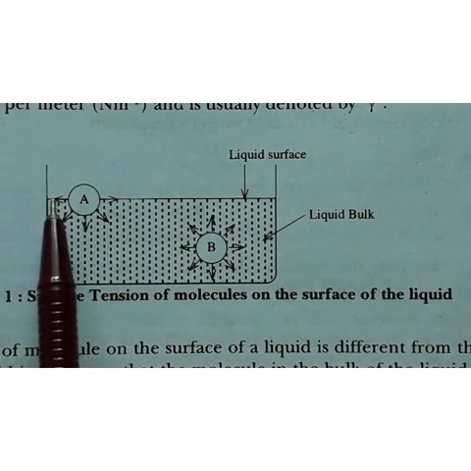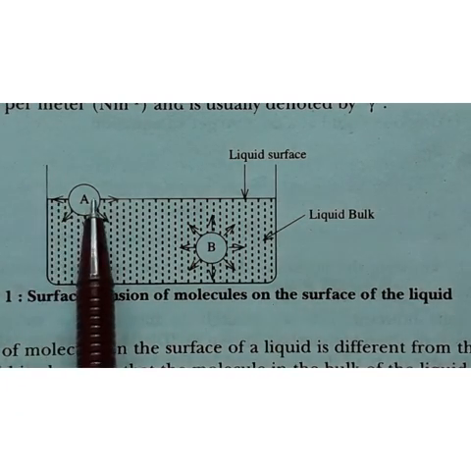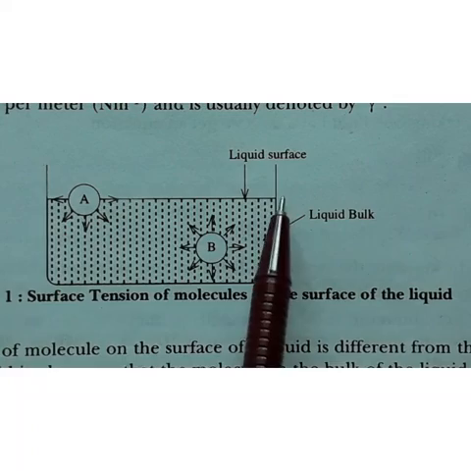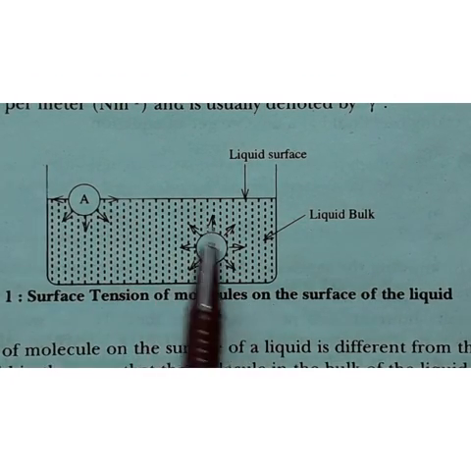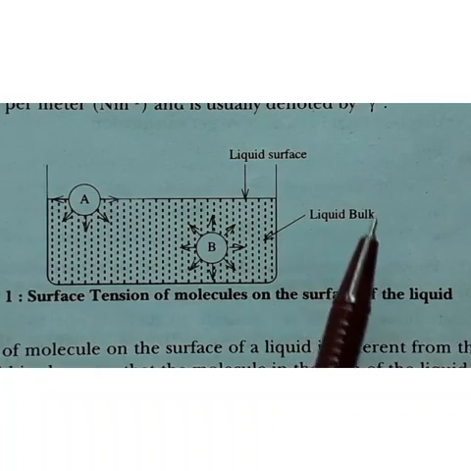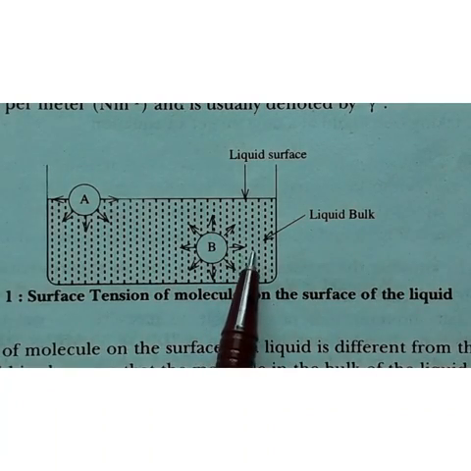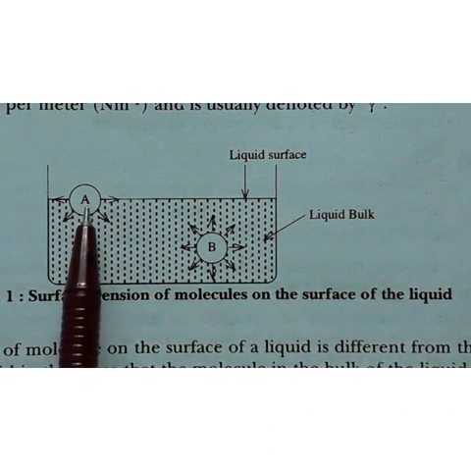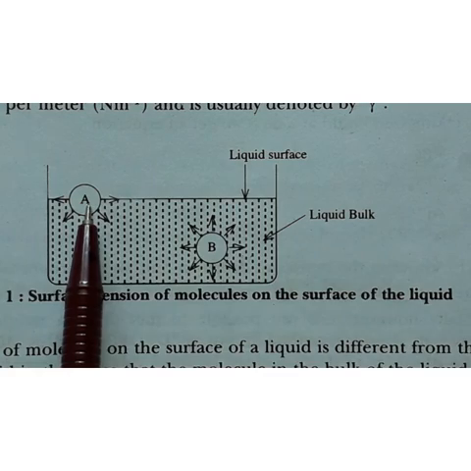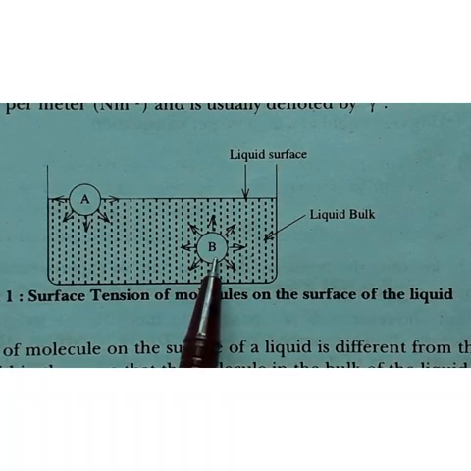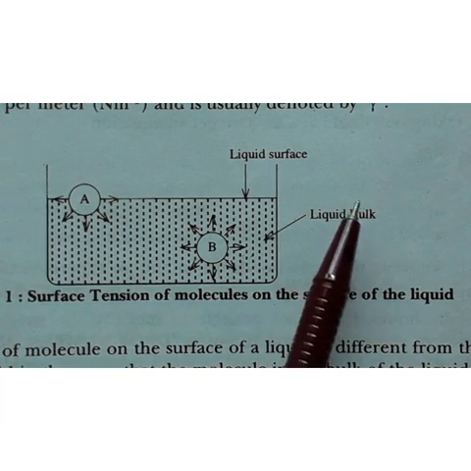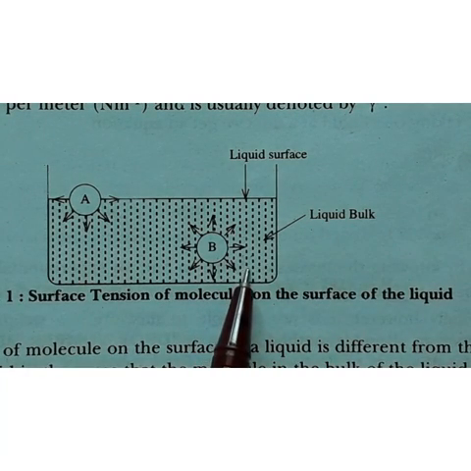The molecules which are present at the surface of this liquid are surface molecules. And the molecules which are present inside this liquid are liquid bulk molecules. So A is the molecule of this liquid which is present at the surface, and B is the molecule of that liquid which is present in the liquid bulk.